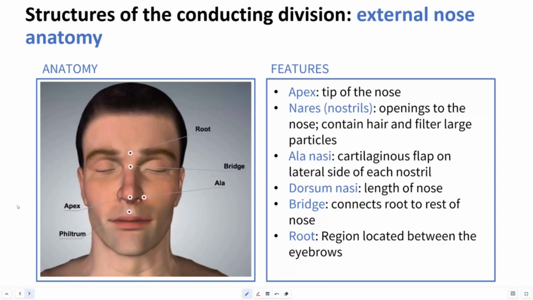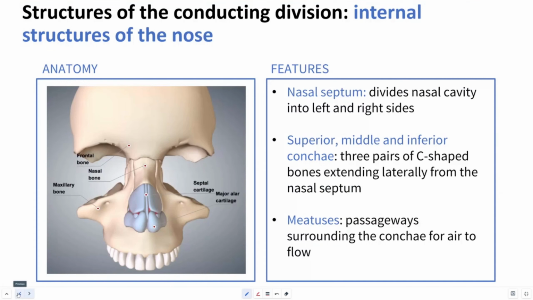The ala nasi are these cartilaginous flaps on the lateral sides of each nostril, and the dorsum nasi is the length of the nose. The root is a region located between the eyebrows. And let's not forget that the nasal septum divides the nasal cavity into the left and right portion.